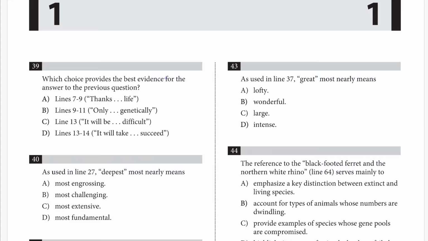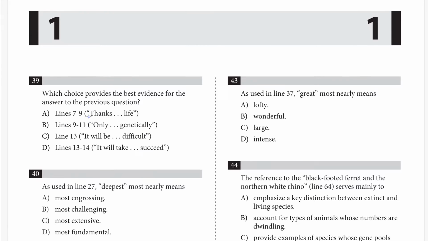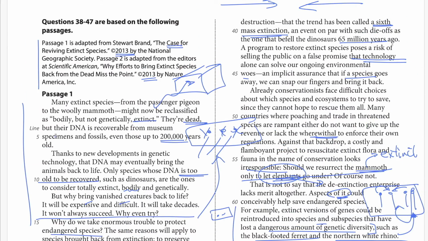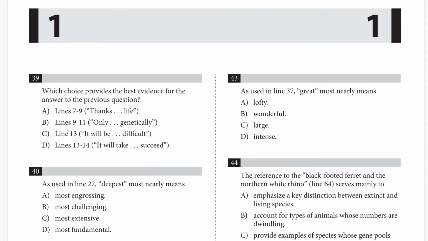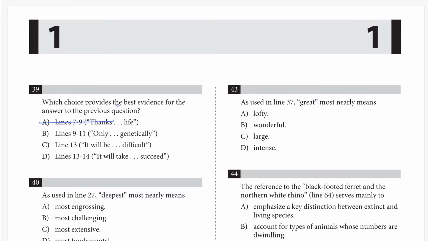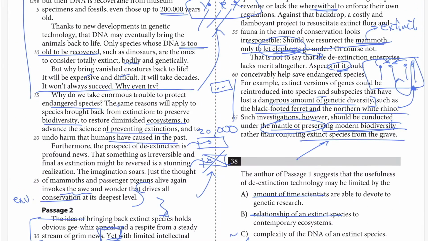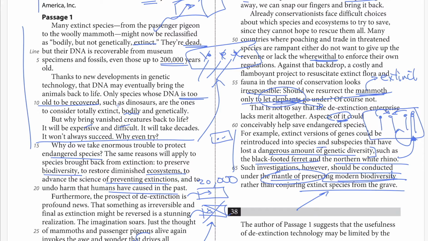Which choice provides the best evidence for the answer to the previous question? Okay, 7 to 9, 9 to 11, 13. Let's look at 7 to 9. Here it is. Thanks to the new development in genetic technology, the DNA may bring the animals back to life. So that's out, that's not the one. Remember, what you want to show is the best evidence for the answer to the previous question, which is that it takes a long time. If it's too far out in the past, you wouldn't be able to get them. Now the next one is 9 to 11.